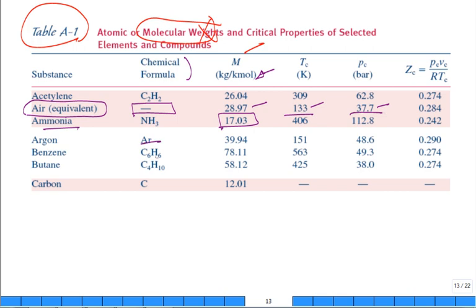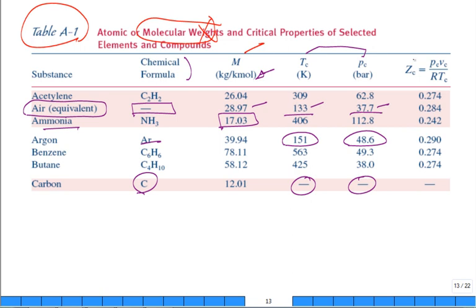Argon, etc., benzene, butane, carbon. Now, let's take a look here. Why did they put that? Well, carbon is not typically in a gas state. It's like a solid carbon, so forget it. But the other ones, if they're in a gas state, they give us the critical point temperature and the critical point pressure. So for argon, it's very, very cold and high pressure.